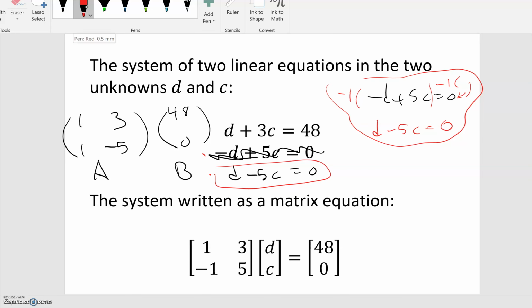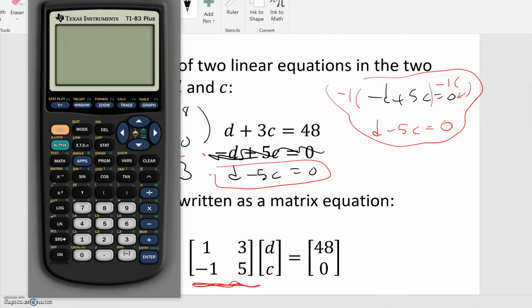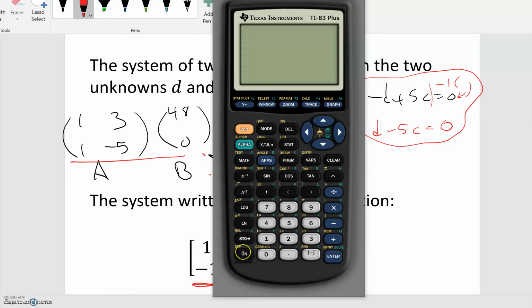Anyway, my matrix would actually be 1, 3, 1, negative 5 instead of this matrix. But like I said, either one's okay, but I'm going to use this one. Let me pull up my calculator and enter my matrices, and then we'll go for it.